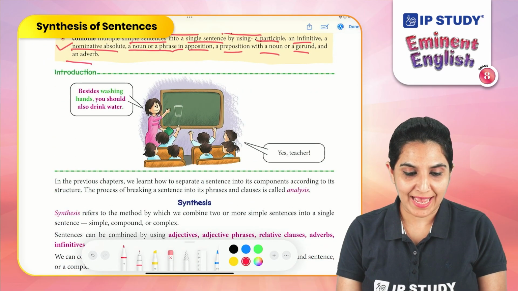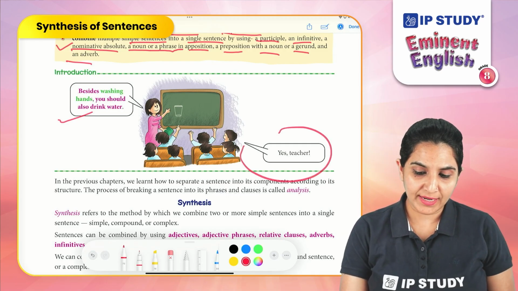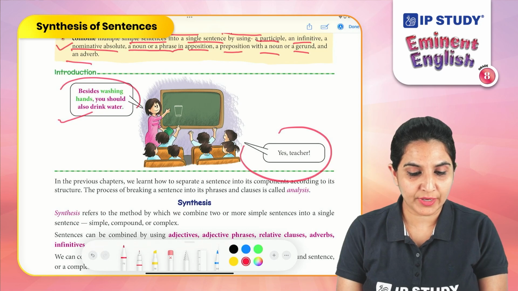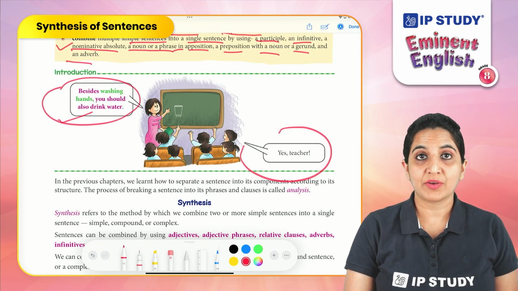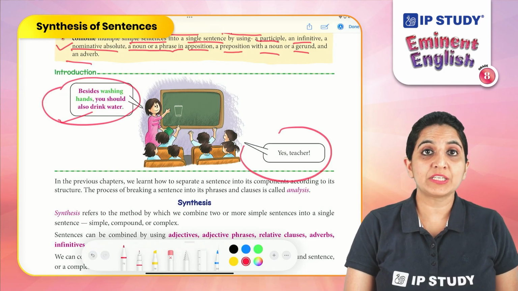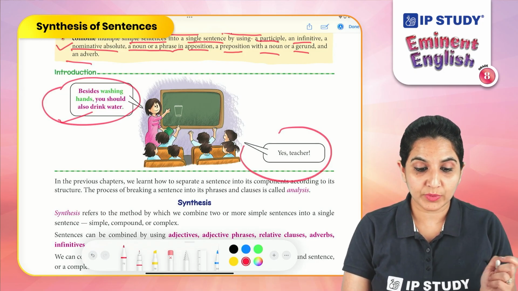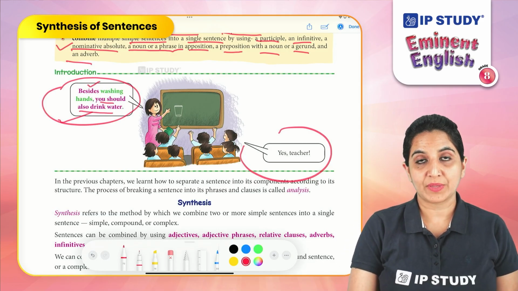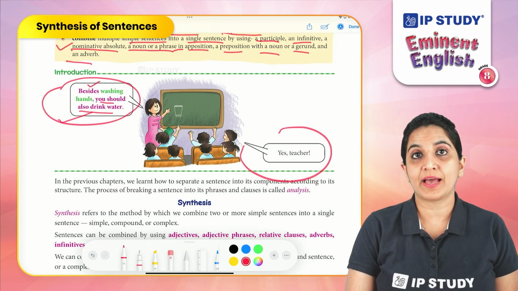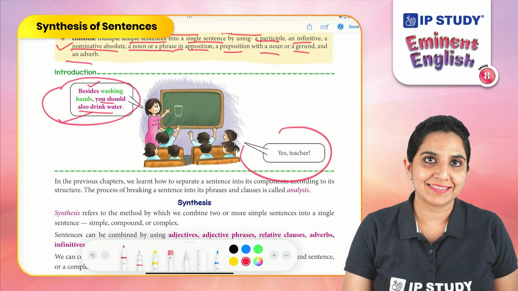Besides washing hands, you should also drink water. Yes, teacher. Well, in this sentence, as you can notice, there are a lot of components which are defining the structure of a sentence, like the words besides, you should also drink water. That means in this sentence, we have joined two simple sentences into a single sentence.